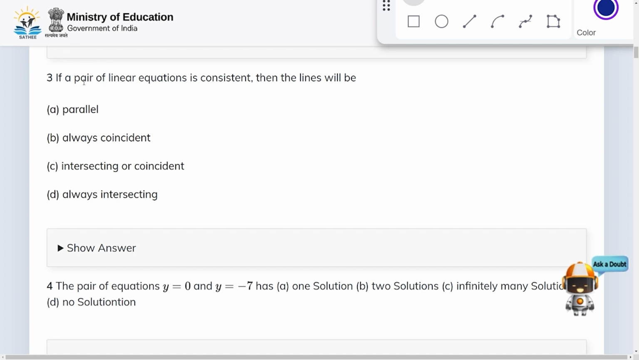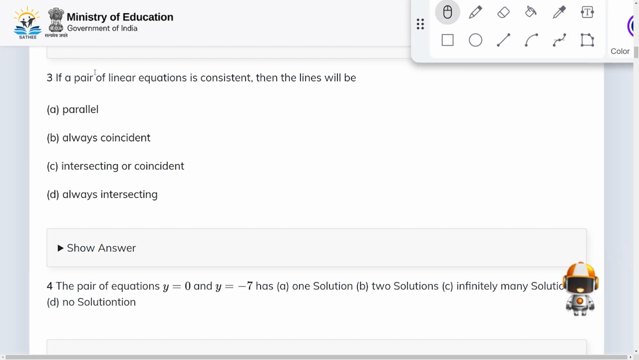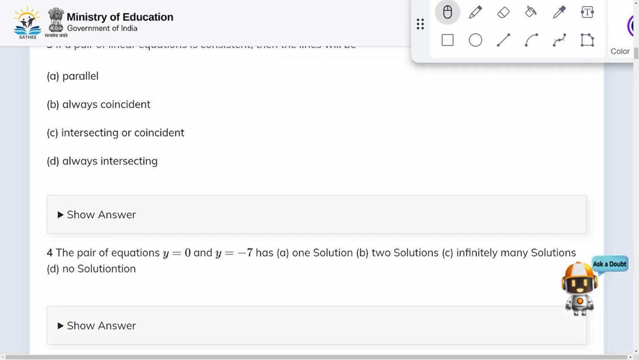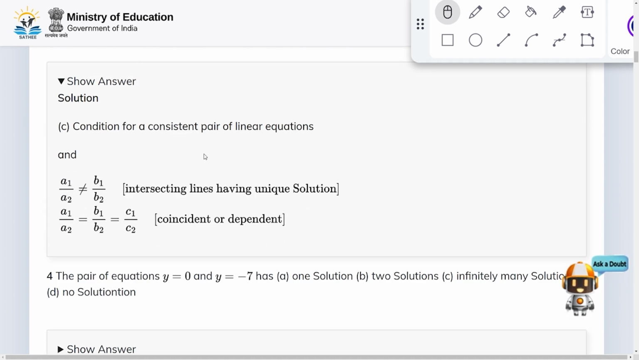Okay, so we know when the lines are parallel, in that case the pair of linear equations has no solution. Okay, so in that case the pair of linear equations is an inconsistent pair of linear equations. But here we are given that the pair of linear equations is consistent, that means the pair of linear equations has at least one solution. Okay, so option A is not possible. So here let us see the question.